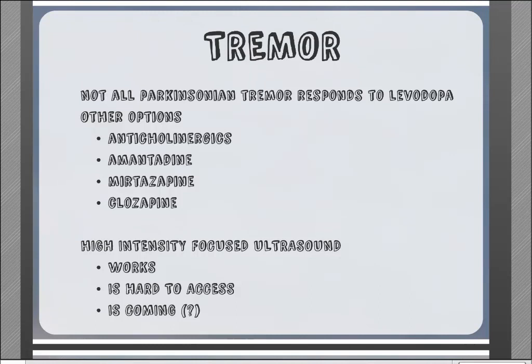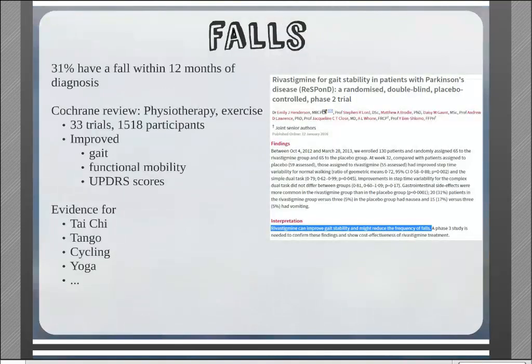High-intensity ultrasound works for essential tremor. It probably will work for Parkinson's disease, and it's a similar kind of concept to deep brain stimulation, which I'll talk about briefly in a minute. Falls: yeah, people have falls, though again not everybody does. There are some treatments that help with preventing this, and a lot of the activity things like exercise, tango, Tai Chi, cycling, and yoga may help with fall prevention.